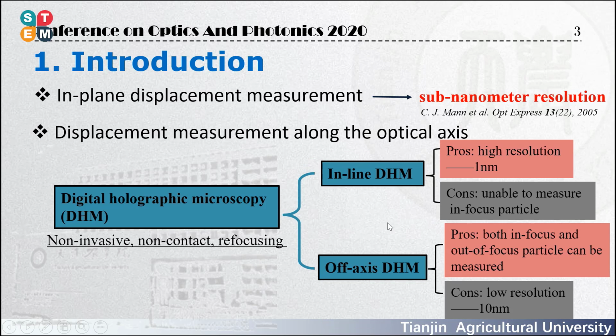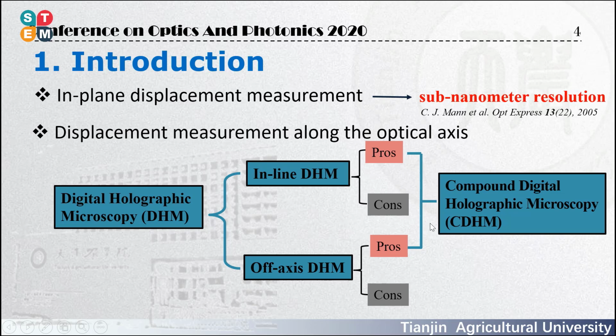Then we can summarize that the inline DHM and off-axis DHM both have pros and cons. The pros of inline DHM is high resolution, but the cons is obvious too. The inline DHM are unable to measure in-focus particle. The pros of off-axis DHM is both in-focus and out-of-focus particle can be measured, but the cons is that the resolution is low. The highest resolution of off-axis DHM is 10 nanometers.